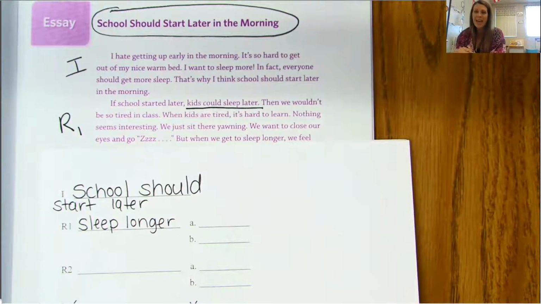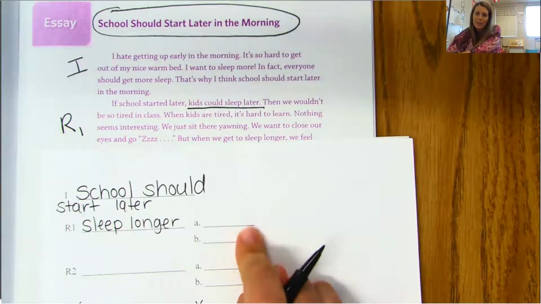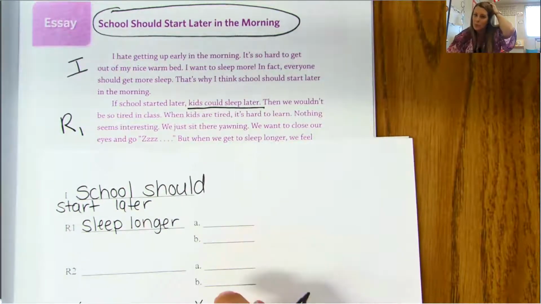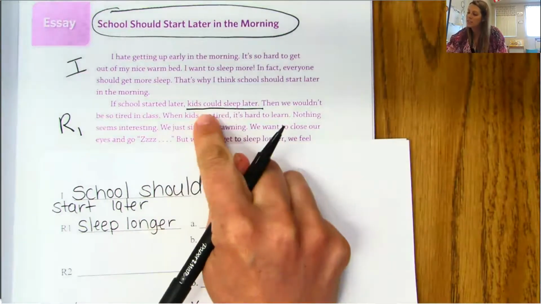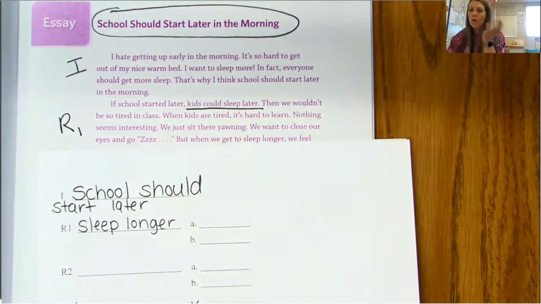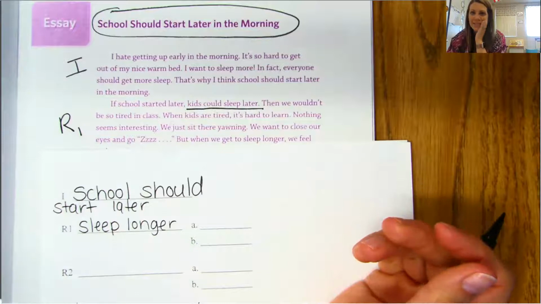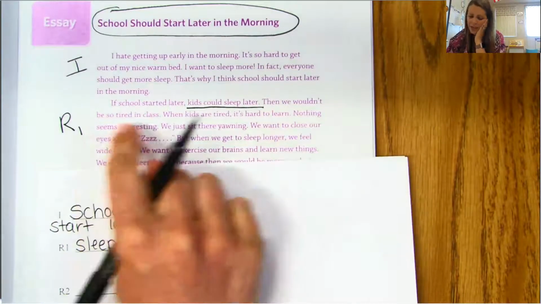Okay, so then they go into their examples. Over here, our A and our B, those are our examples that support our reason. So they say if kids sleep later or longer, what happens? Let's keep reading. Then we wouldn't be so tired in class.